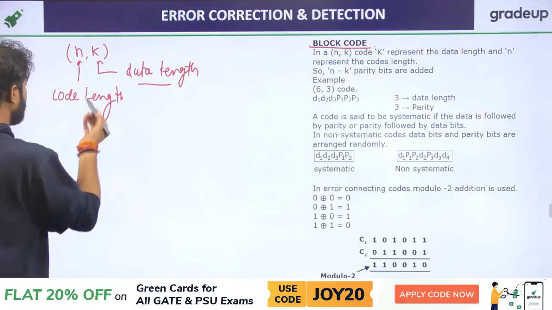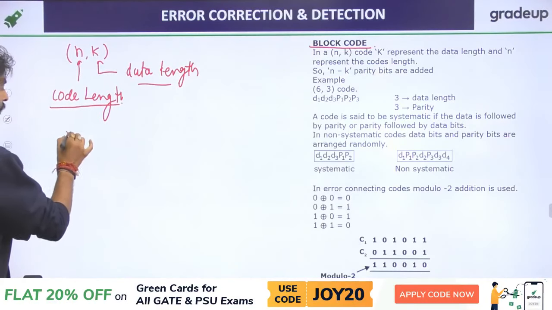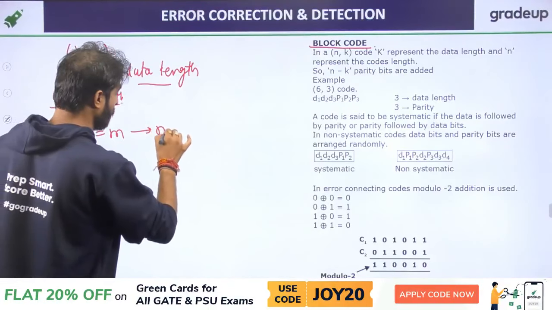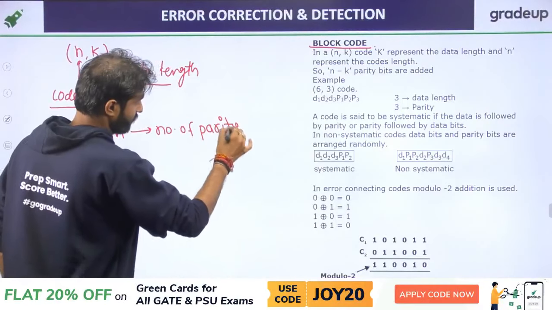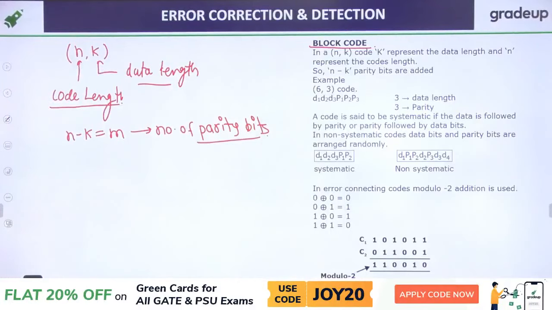So sir, what is the parity bit? Let k be the data bits and the code length be n, then n minus k equals m, I am using, and it is the number of parity bits. Number of parity bits should be added.